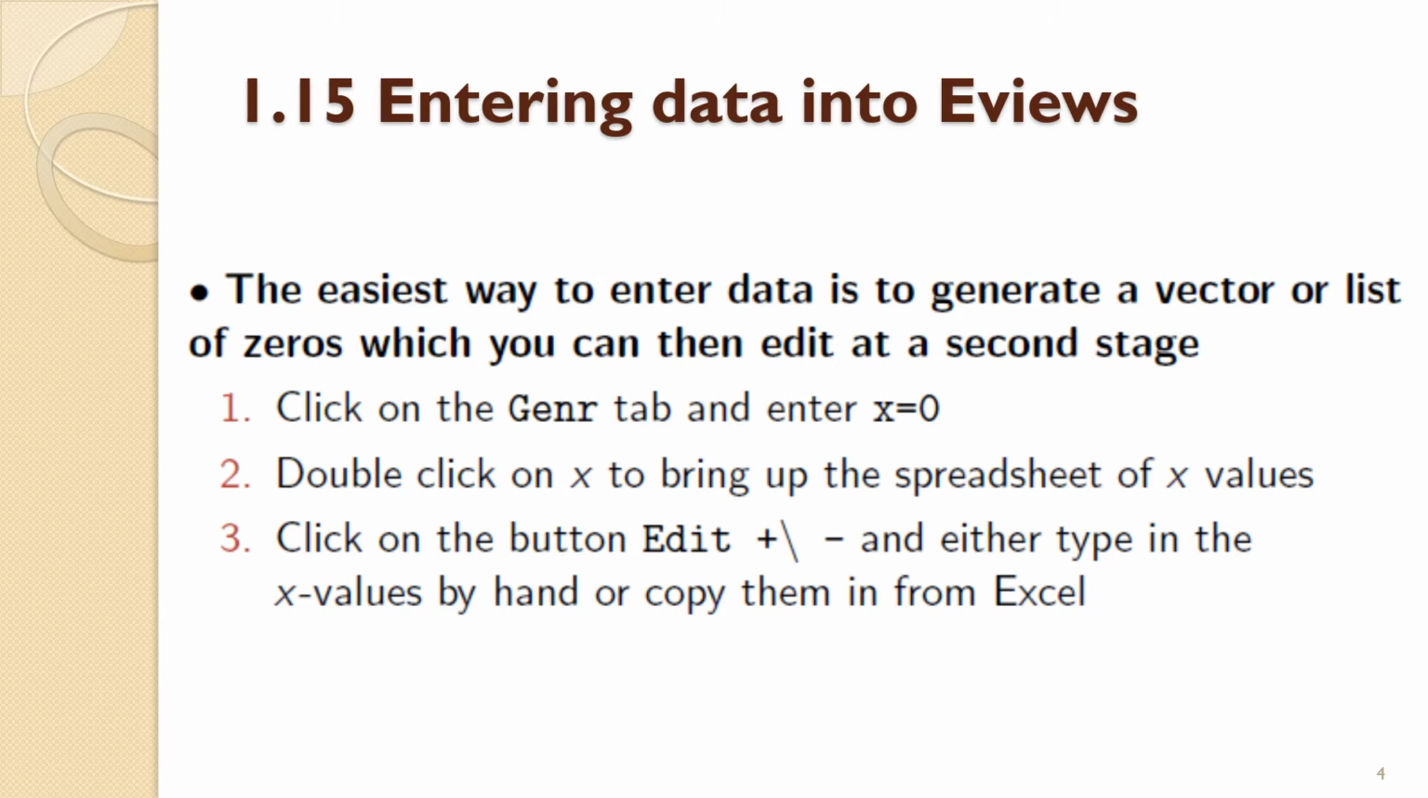Now you can call this whatever you like here. Usually better if this is logically constructed, and the simpler the better. Double click on x to bring up the spreadsheet of x values, which will just be a load of zeros in this case. And then on the top ribbon, you will click on the edit plus minus button, and then you can edit these values as we said. So you can either type in the x values by hand if you've got a small sample, or copy from an Excel file. With an Excel file with multiple columns, you have to do this in turn for each column of the Excel sheet.